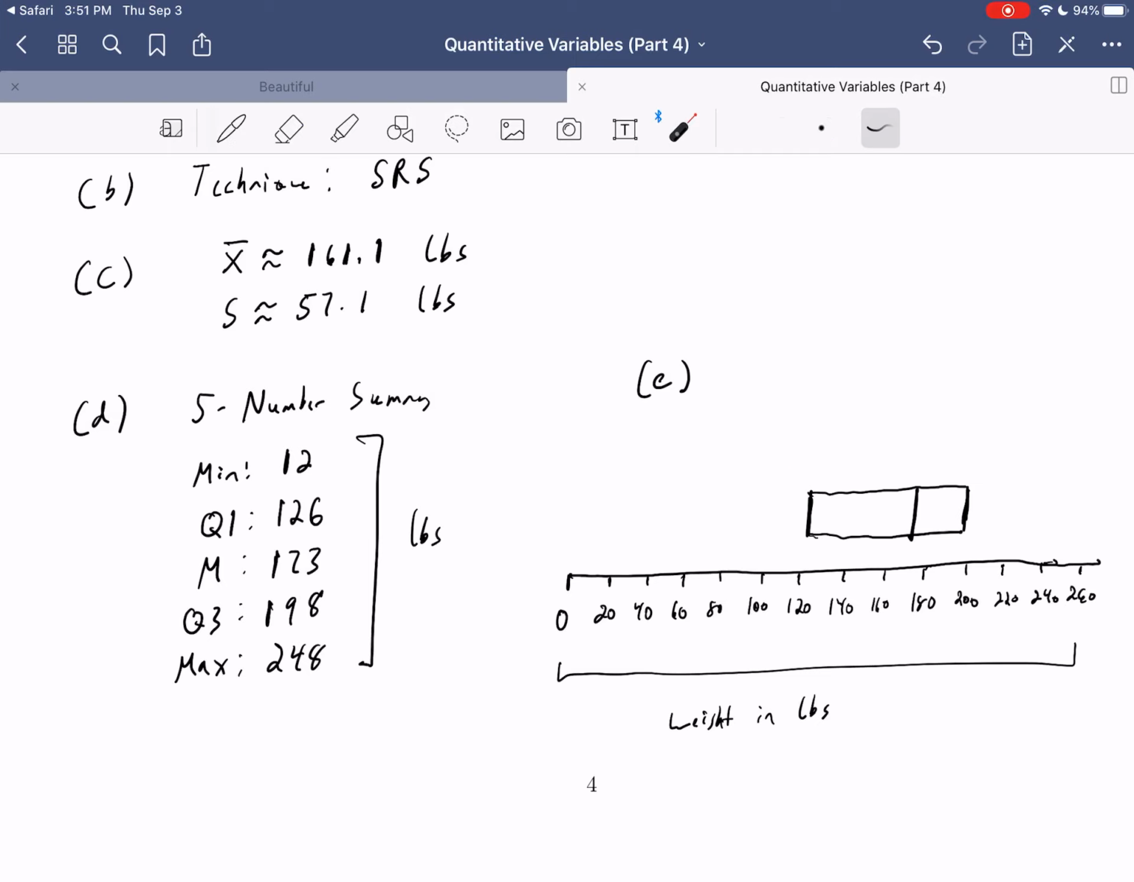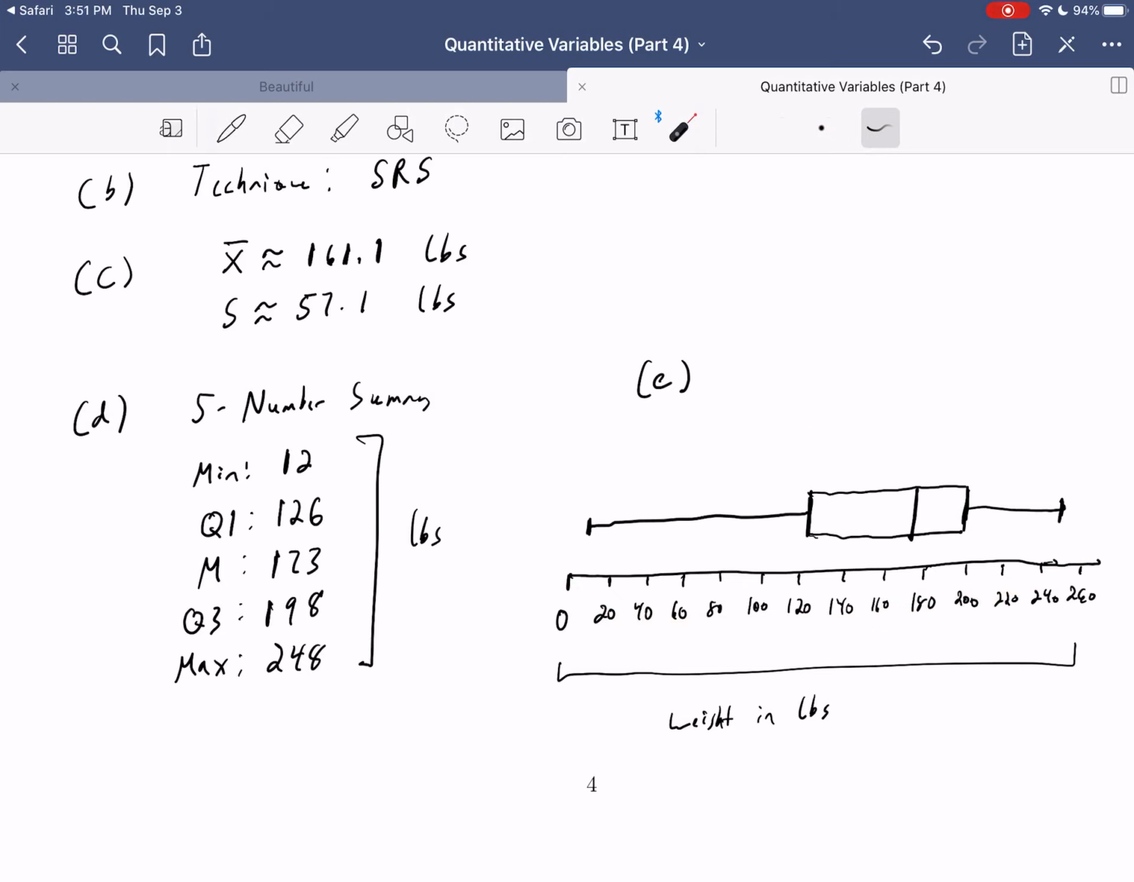Now we just need to put lines out to the minimum and maximum. For the minimum, we would extend this line out to 12, which would be about there. And for the maximum, we'd extend out to 248, which would be maybe somewhere right about there. So there is our box plot.